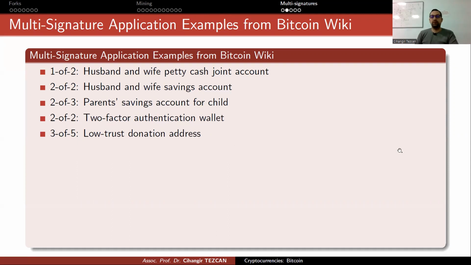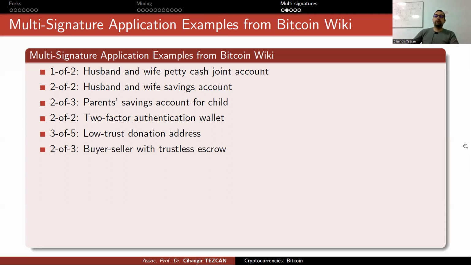So 3 out of 5 might be a good idea. 2 of 3, again, buyer seller with trustless escrow. So here, one person sells something physically to another person. So there are 2 people, but you agree to work with an escrow service. So they become the third person.